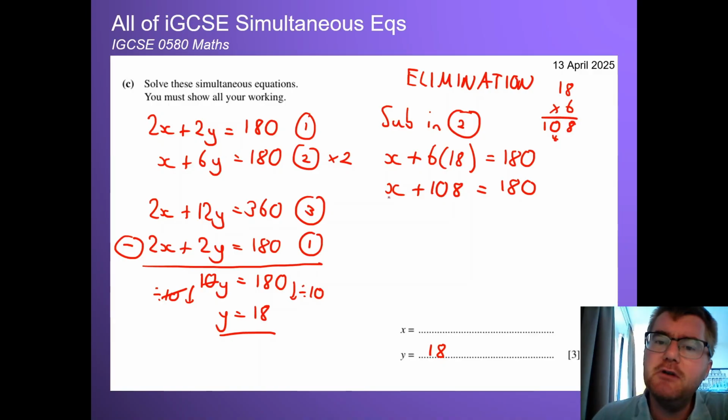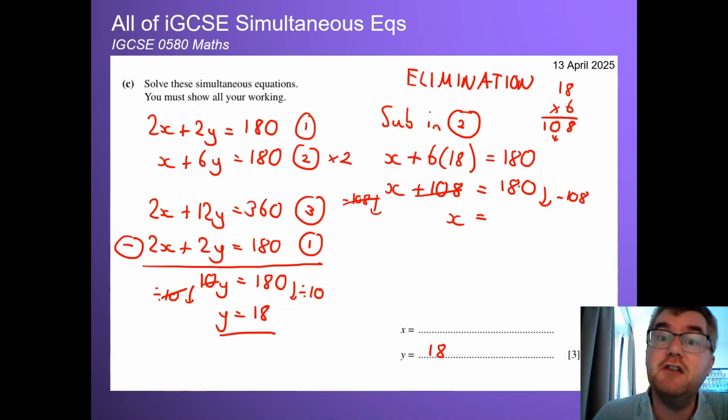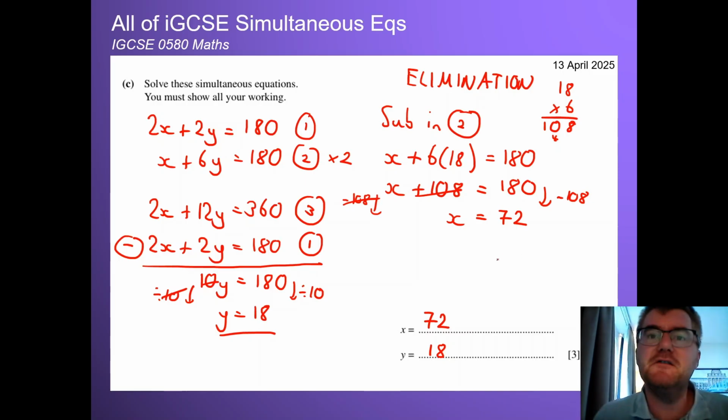We want x on its own here, so what's the opposite of adding 108? We're going to minus 108 on both sides. This cancels, giving us x here. 180 minus 108 is equal to 72, which gives us all 3 marks for this question.